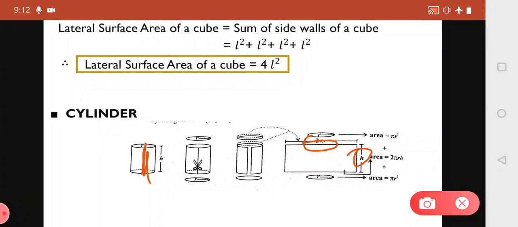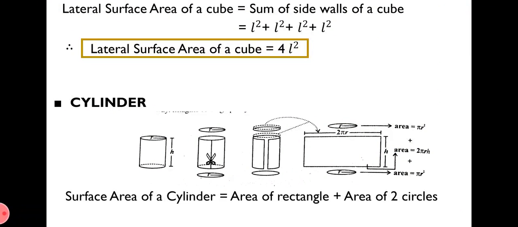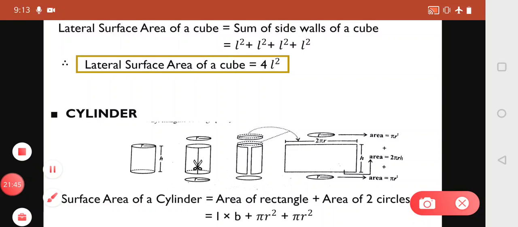So we can easily derive the formula here also. Total surface area of a cylinder equals area of rectangle plus area of two circles. As we know that the circles are identical, we will directly write area of rectangle plus area of circles. Area of rectangle is given by length into breadth, plus the area of a circle, which is pi r square. So we will write pi r square plus pi r square because two circles are there. Now let us see what length into breadth is here: the length is 2 pi r and here is h.